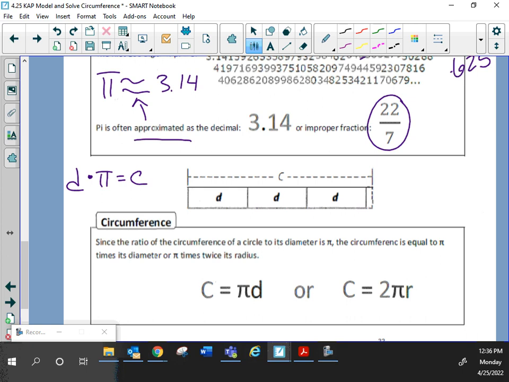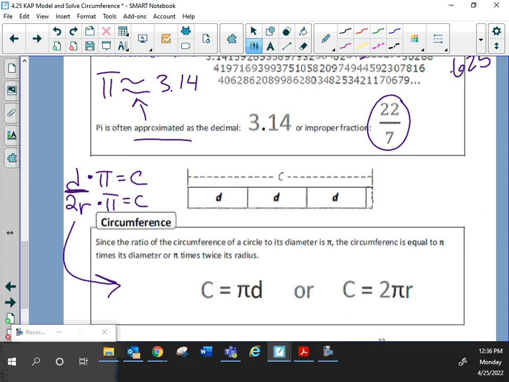What if Miss Weidel only had the radius though? Instead of the diameter, I had the radius. How many radii did we say were in the diameter? We said there's 2 radii, times pi would also give you the circumference. Okay? And those 2 formulas are written right here. Where else can we find those formulas?